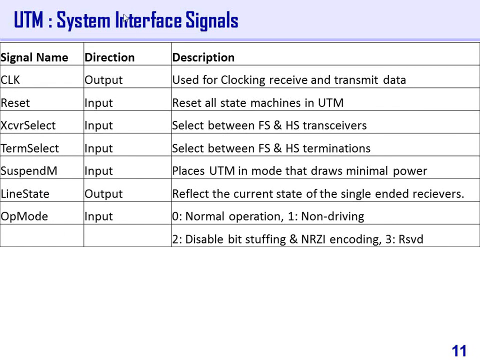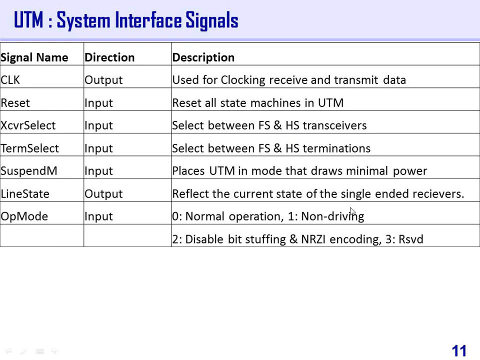These are system interface signals, interface signals which are used for non-data communications. Transceiver select decides whether you are at full speed transmitter receiver or high speed transmitter receiver. Termination select will again say full speed termination or high speed termination. Suspend M will tell whether the device is in suspended state or resume state.